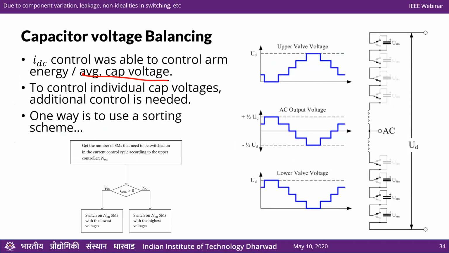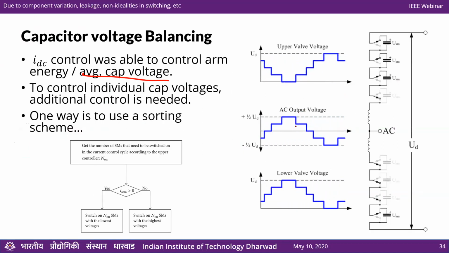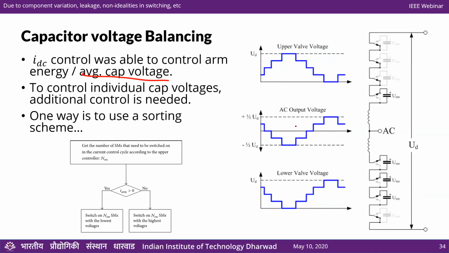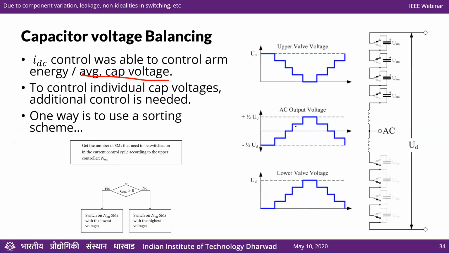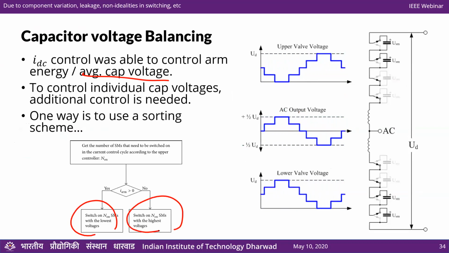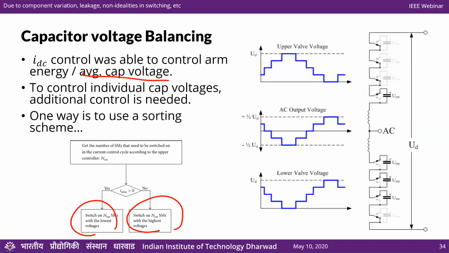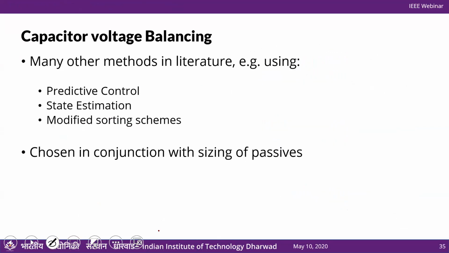So you first figure out how many modules need to be turned on at any given instant. So for instance, at this point, one module needs to be inserted, right? When one module needs to be inserted, first of all, we figure out whether the current is in a charging direction or in a discharging direction, because we cannot control that, right? Based on the current direction, we choose whether the lowest voltage submodule is inserted or the highest voltage submodule is inserted. Essentially, we want to minimize the error between the capacitor voltages and their nominal values.